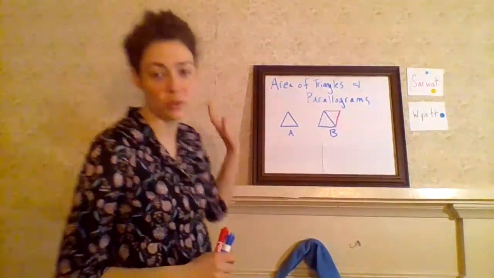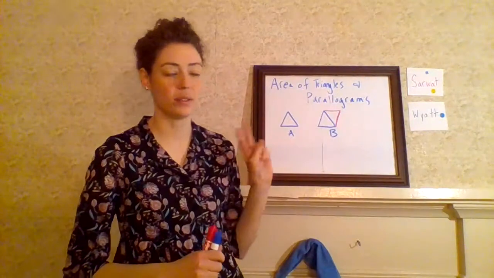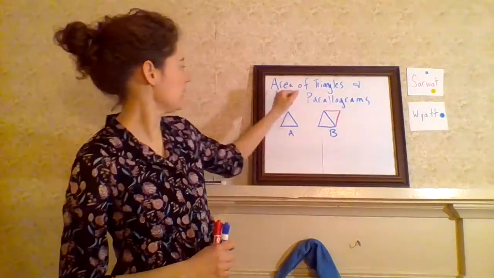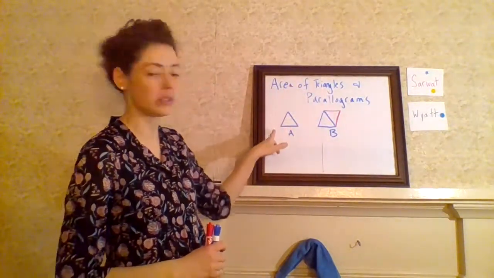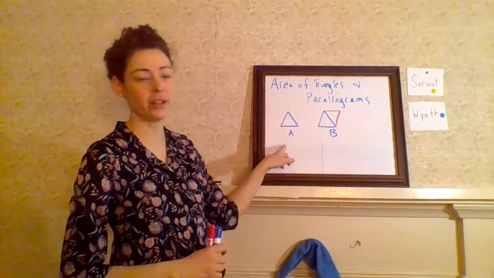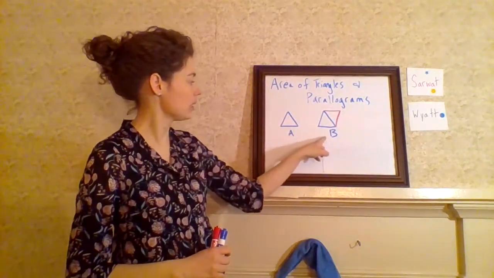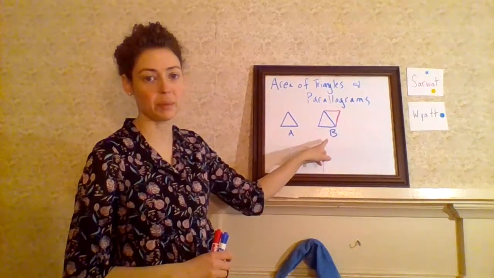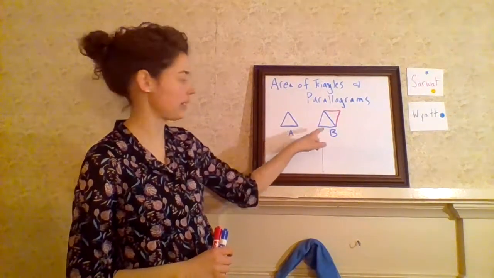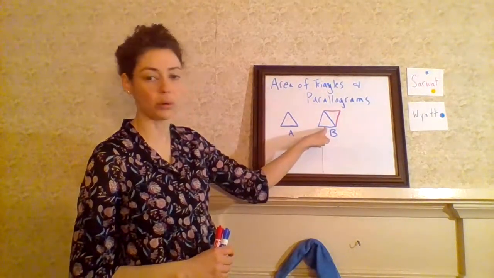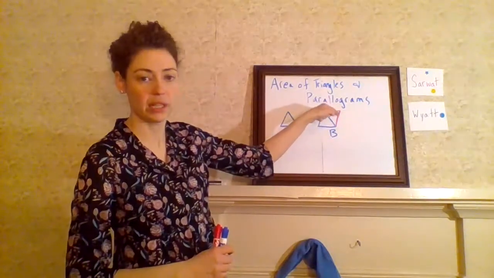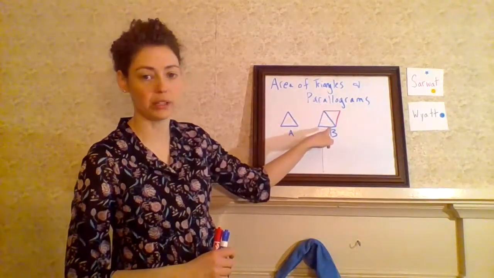Okay, so just a quick lesson today and a quick little bit of homework. So, area of triangles and parallelograms. Let's look at triangle A here. Parallelogram B was made by making two copies of triangle A. One in the same form and the other triangle was flipped upside down, and this formed a parallelogram.